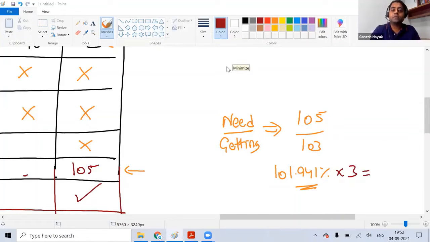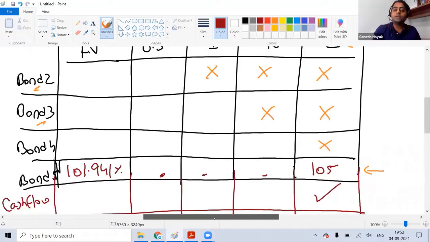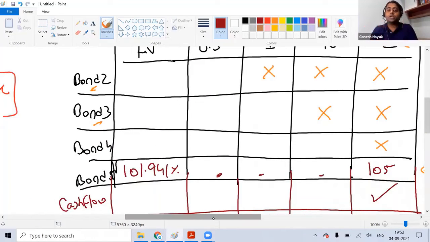Kindly confirm. 3.058. So do we realize the moment I take this bond, the 5th year bond, so in between the cash flow is not going to be 3%. Why? It's going to be 3.058 because I've got 101%. 3.058. I'm just writing it over here.